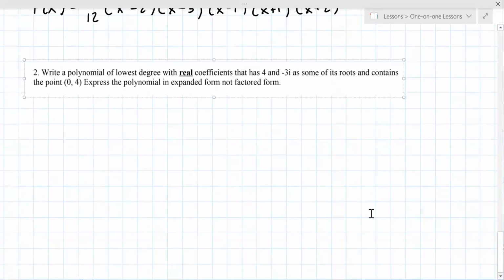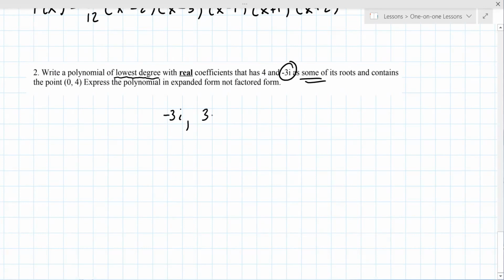So this one has a polynomial of lowest degree with real coefficients that has 4 and -3i as some of its roots. That's interesting, and contains the point 0, 4. So the -3i here comes in a pair with 3i. These are conjugate pairs. They always come together in pairs, which means that if they don't give you one, you're supposed to know that it has them.